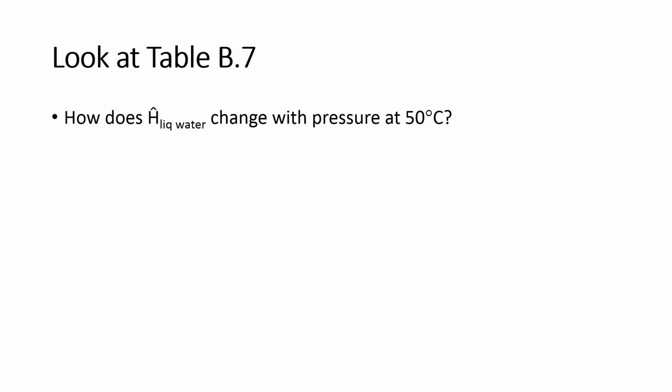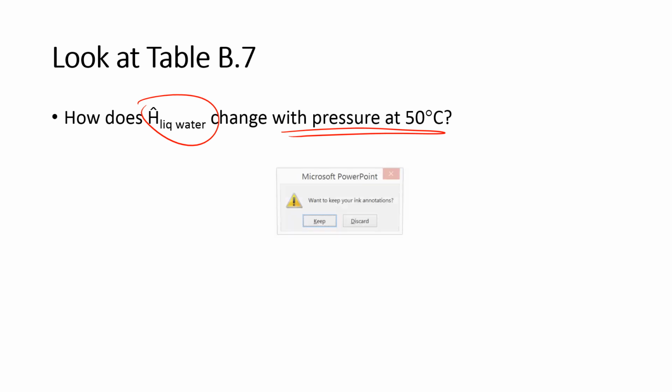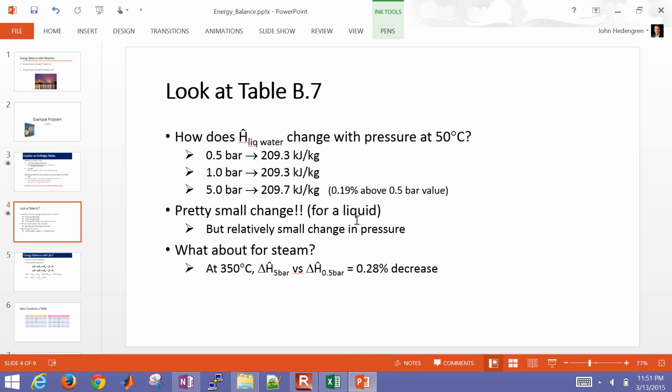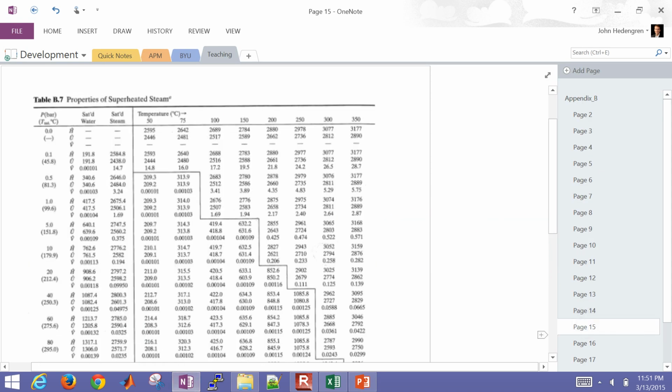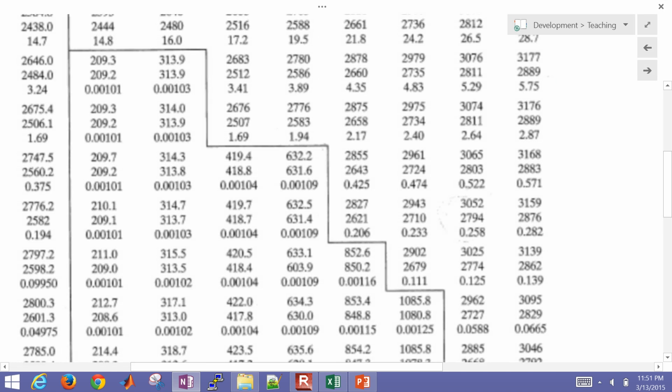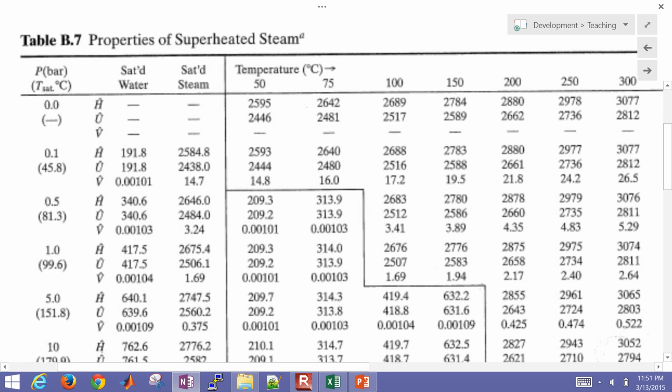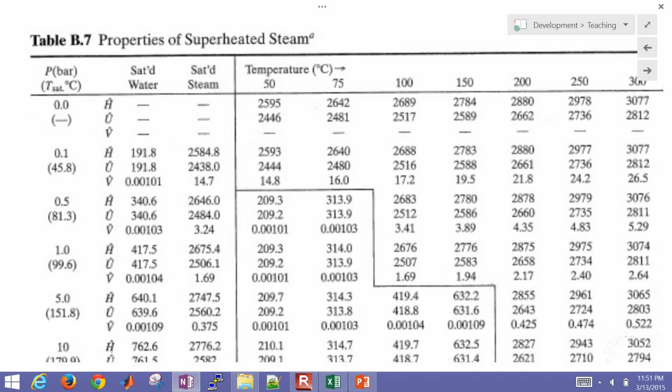Okay, so let's just look at how the enthalpy of liquid water changes with pressure at 50 degrees Celsius. I'm going to go back to these tables, and let me go to table B7. This is a table of properties of superheated steam. Here is 50 degrees Celsius, and let's just look at some of the water values. We have our enthalpy right here.